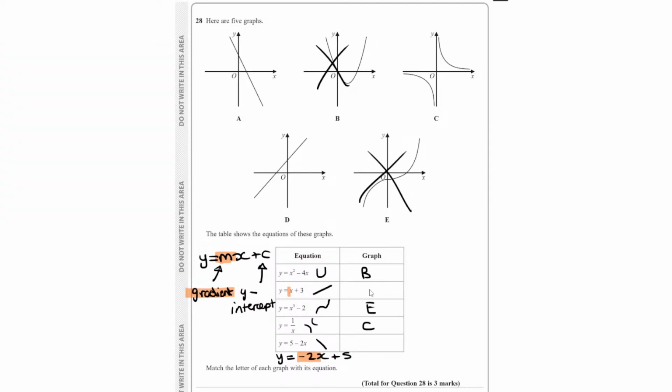So the first one is going up, a positive gradient, so that's D. The second one is going down, so that's a negative gradient, so that's A. So B, D, E, C, A should be in that order. So you just have to learn to memorize what these graphs look like, recognize them, recognize their equations, then you just match them up basically. So that was it for the final question.